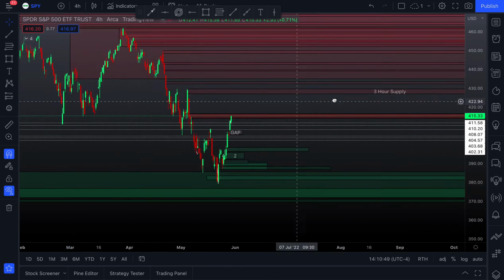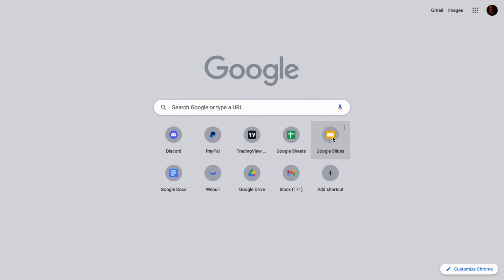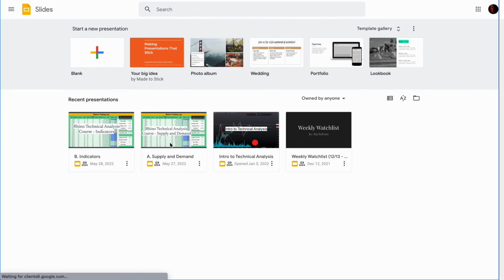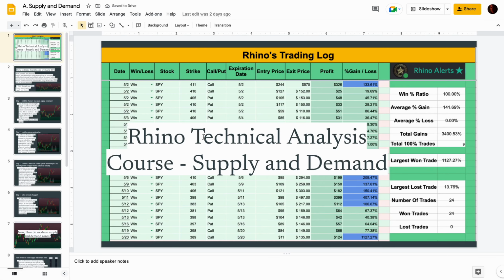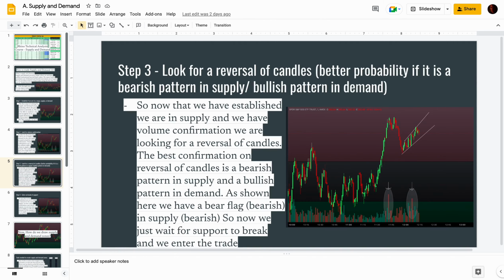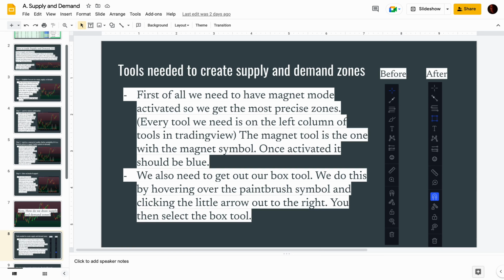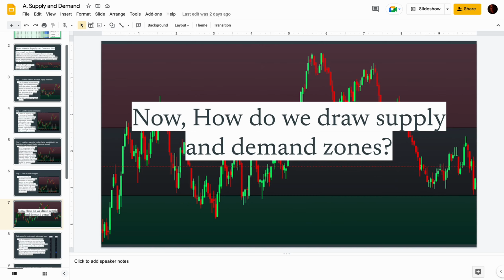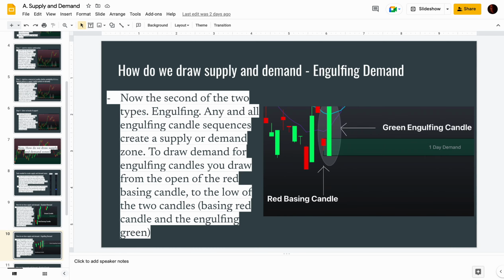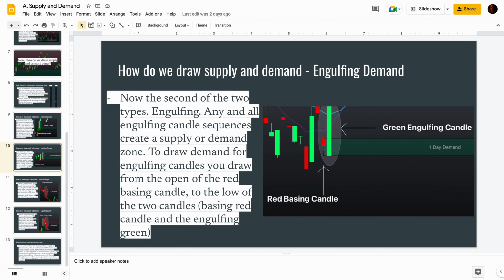So if you have any questions about this, I have made a slideshow currently. So we have a full slideshow on how to trade it, but then we have how to draw it. And I basically recap everything I went over, how to get the tools to draw it, and how do we draw them, each different one in specific. So if you have any questions or need to reference back to these, you can check the slideshow.